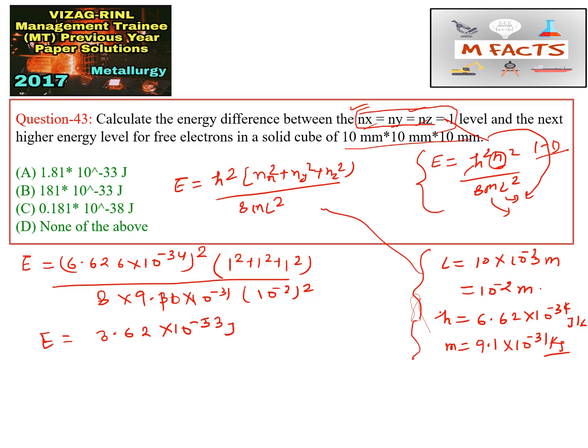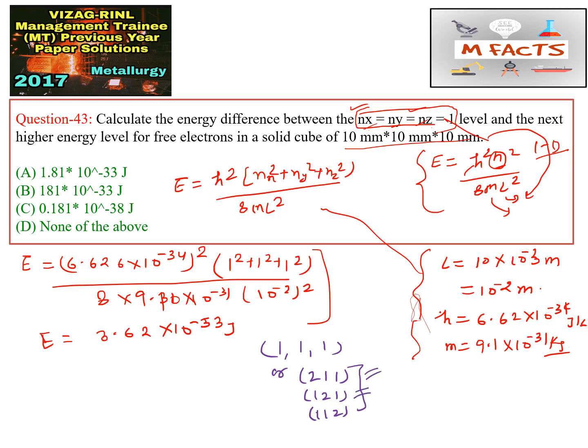Okay, so here in the question we can see that they are asking about the difference between this level and the next higher energy level. So suppose this 111 is one stage, and the next higher level may be 211, either 211 or 121 or 112. So these are three possible conditions of a higher level of quantum states.